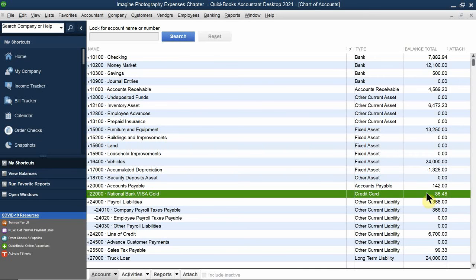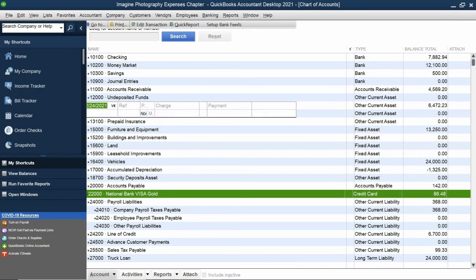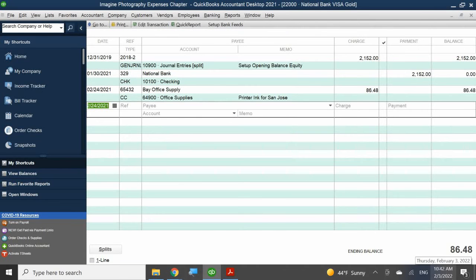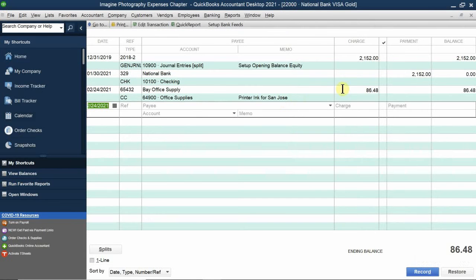So in this case, I have a total balance of $86.48. If I double click on it, boom, there is my transaction here. So here it says that I owed $2,152 and I made a payment. And it says right here, I used a check. And yes, if you're trying to make a credit card payment, you can use a check. And here you go. I have it for $86.48 that I just entered here.